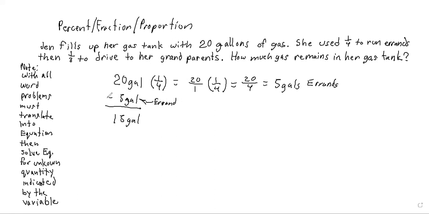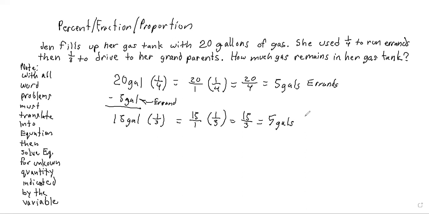Now it goes on to say, after the errands, there's 15 gallons in the tank. Then she used 1 third of that to drive to a grandparent's house. So we're going to say 15 gallons times 1 third equals, and again, we put the 15 over 1 so we have it in fractional format, times the 1 third, which equals 15 over 3, and 15 divided by 3 is another 5 gallons. So she used 5 gallons.